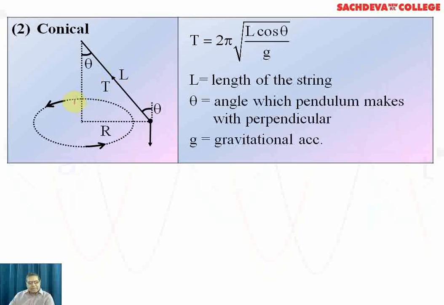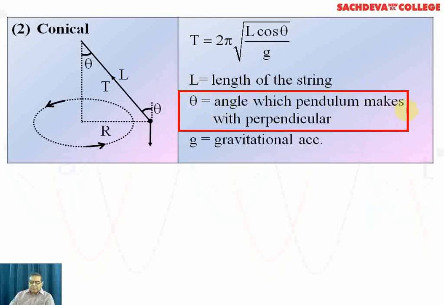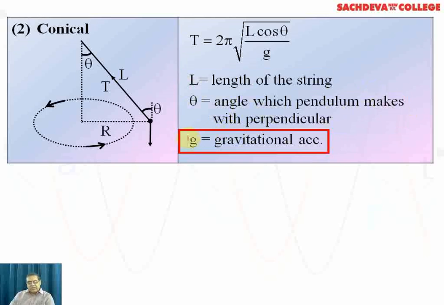The angle between the dotted line, which is at 90 degrees to the plane with the string, is theta, and T is the tension in the string. So T is the time period, T is equal to 2 pi under root L cos theta by g, where L is the length of the string, theta is the angle which the pendulum makes with the perpendicular as shown in the figure, and g is the gravitational acceleration or acceleration due to gravity.